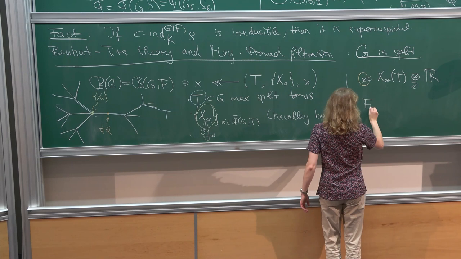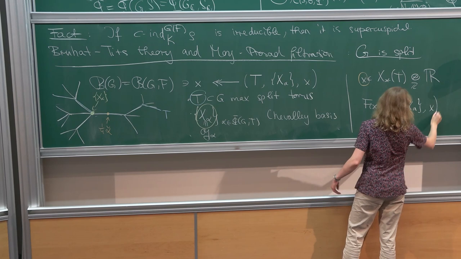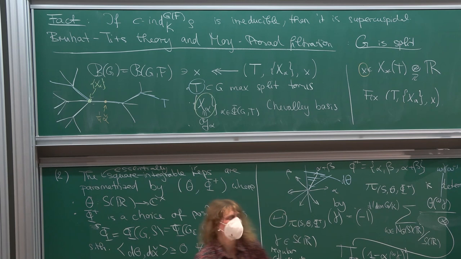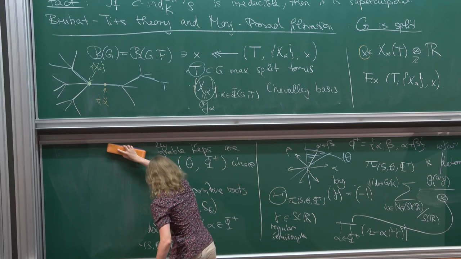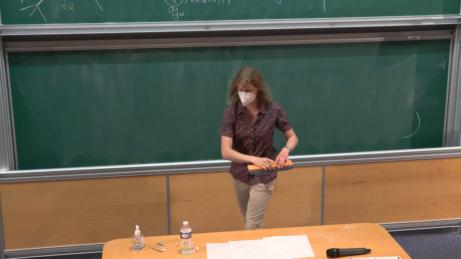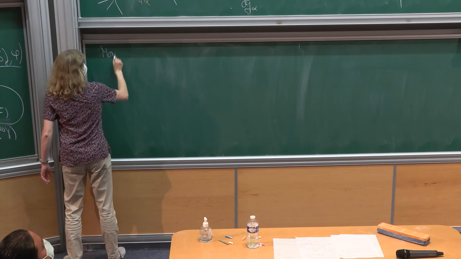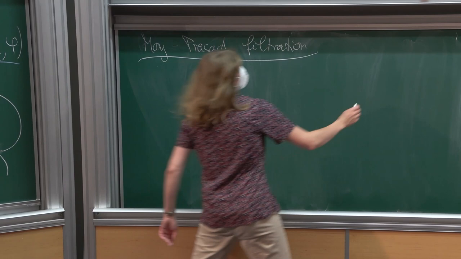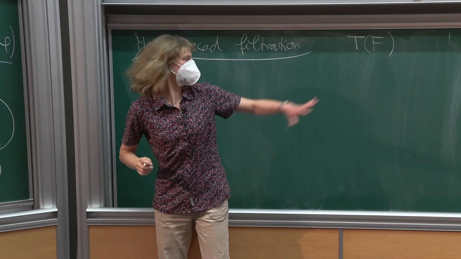So now, fix such T, X alpha and x, and then we construct the Moy-Prasad filtration. And so I'm going to give you the formal definition, and then I encourage you to work out examples or ask me for examples so that you actually see what happens. So here we go. Moy-Prasad filtration attached to this point x. So the first thing is we need to define a filtration of the torus. So we do two things. Define a filtration of the torus and of the root groups, and then we put everything together.